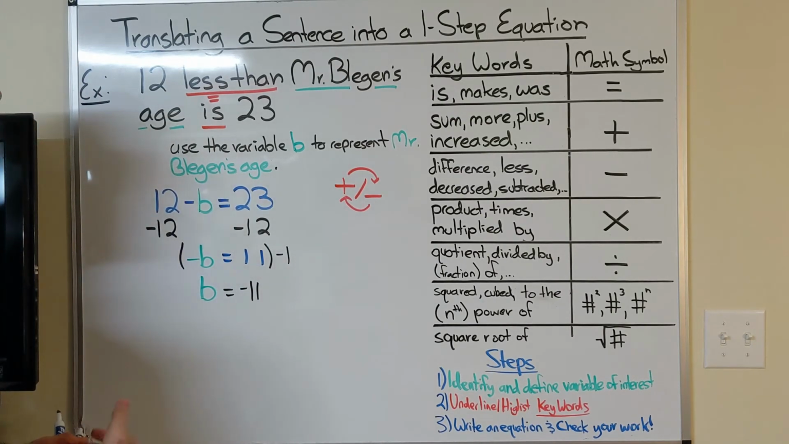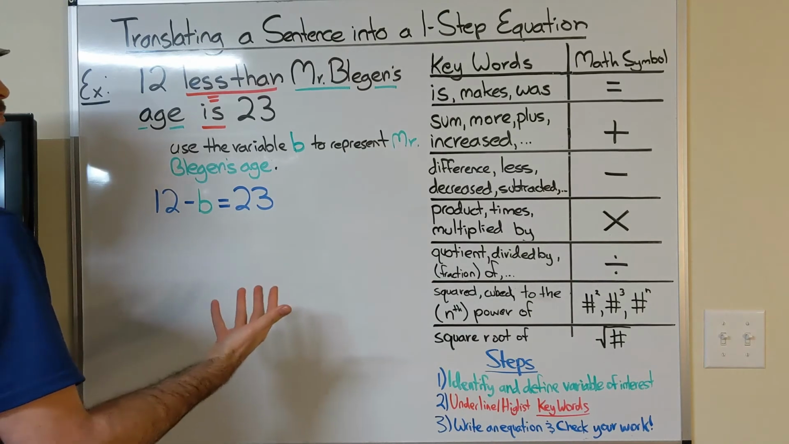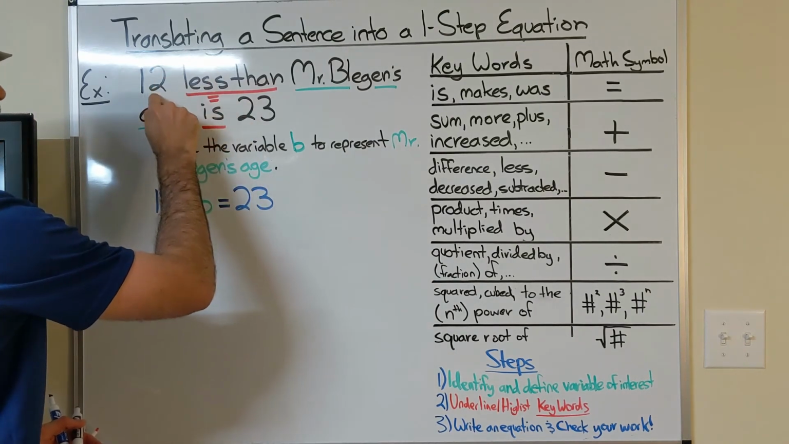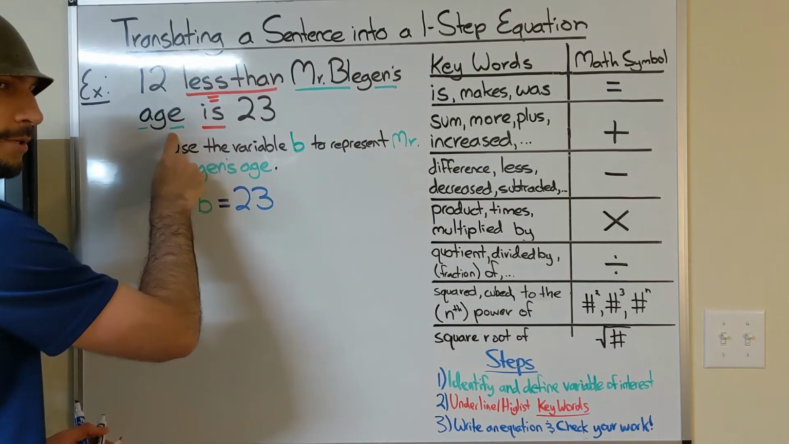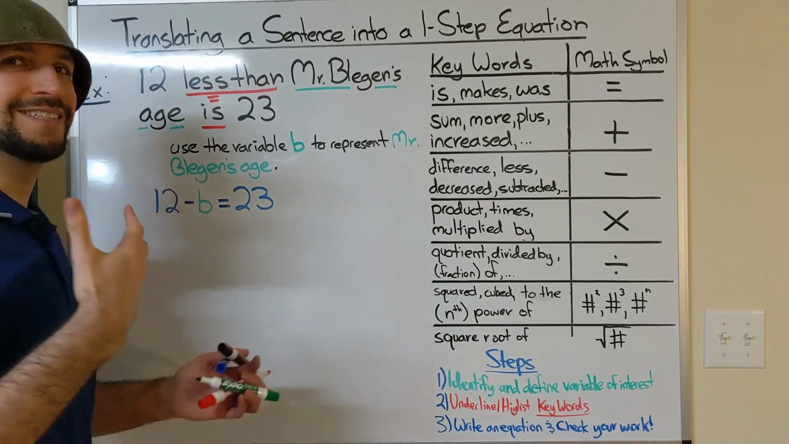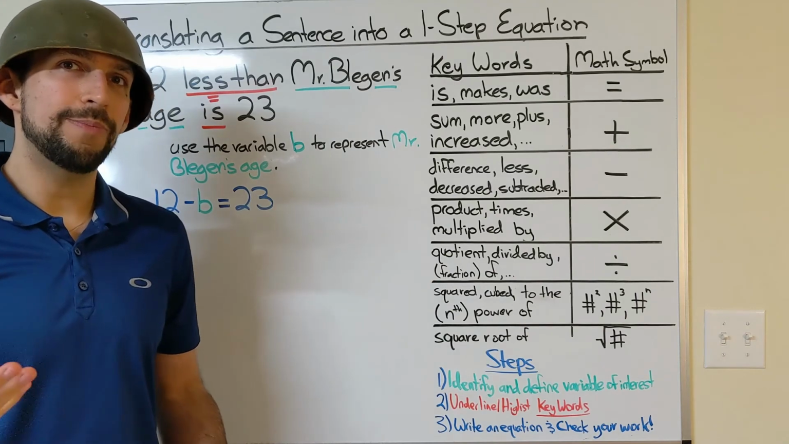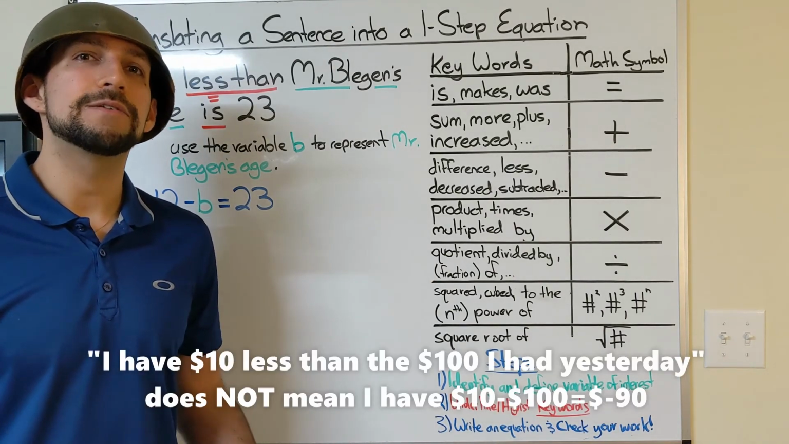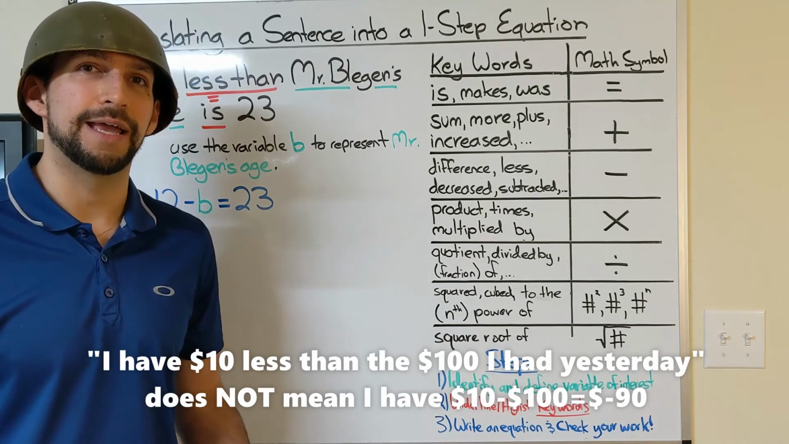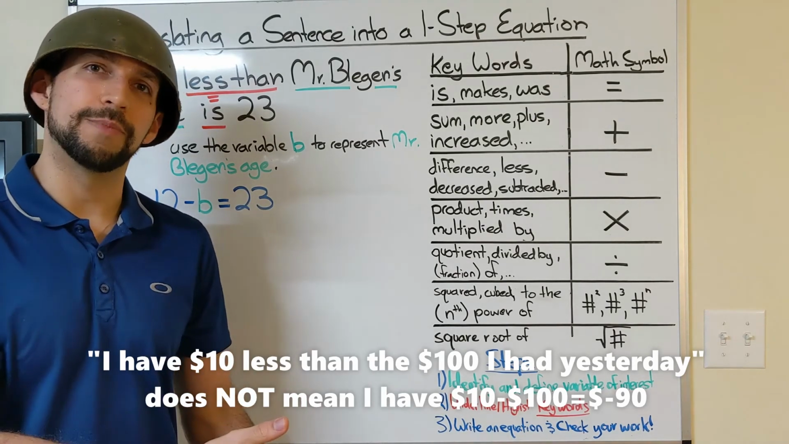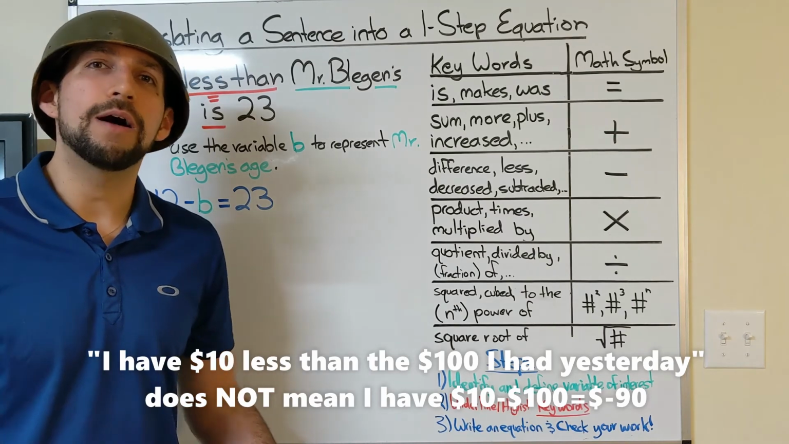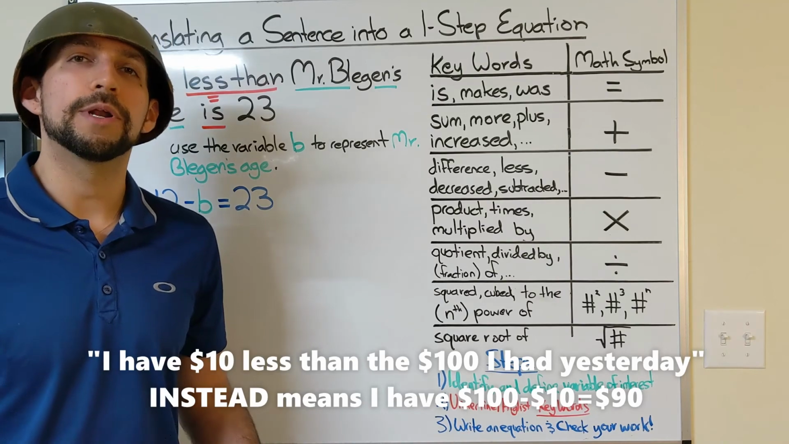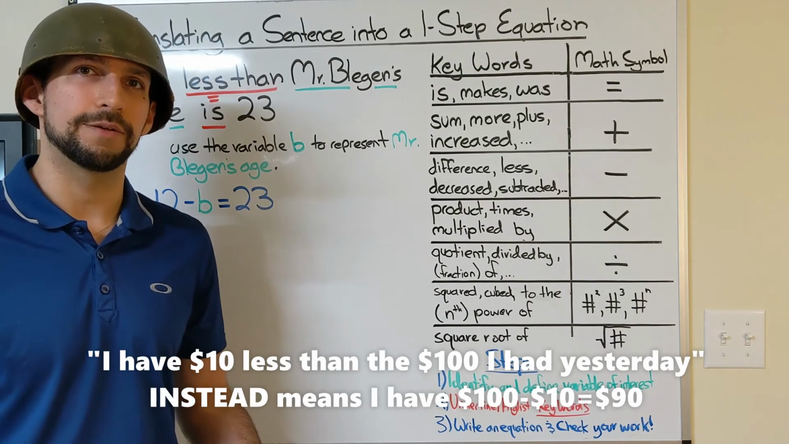Let's go back up to our problem and analyze what we've done. So this is tricky. 12 minus b seems to be the order in which this is written. 12 less than Mr. Blegan's age, right? But really, when we say less than in English, what we mean is that number minus something. If I said I had $10 less than the amount of money I had yesterday, that doesn't mean 10 minus the amount of money I had yesterday. That means if I had $100 in my pocket, I have 10 less than 100, not 10 minus 100, but 100 minus 10. I would have $90.